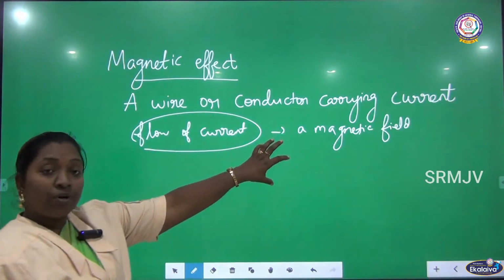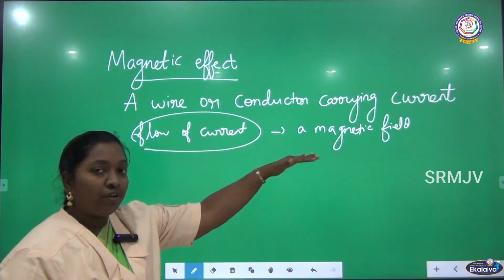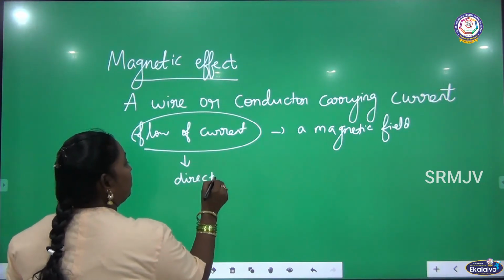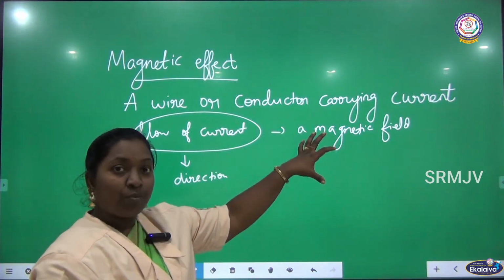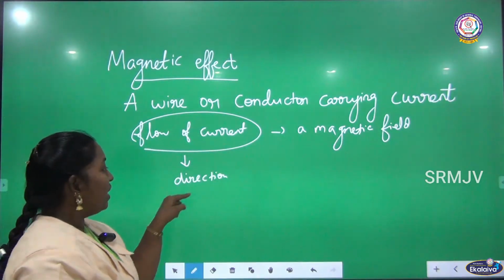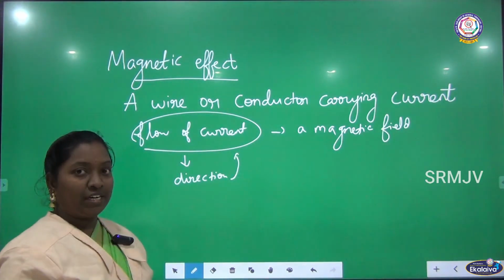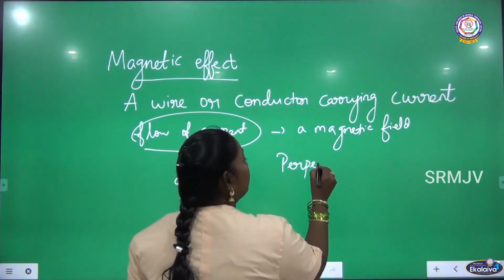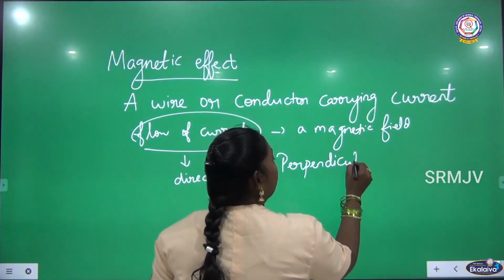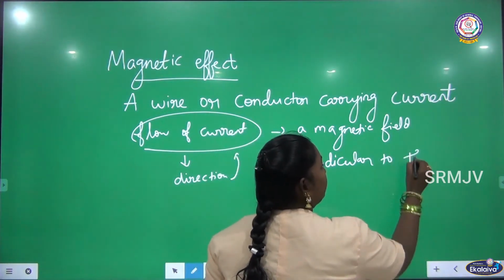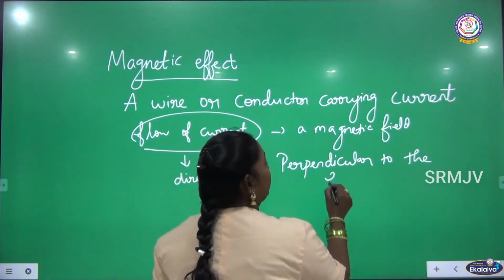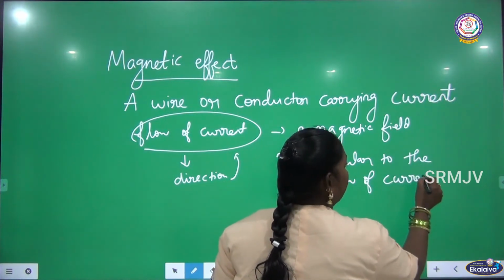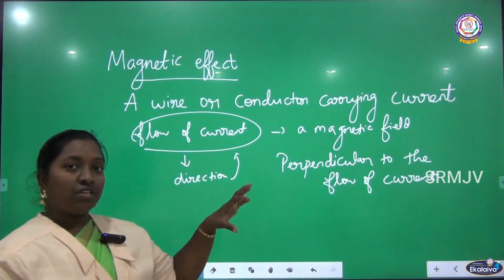How a flow of current produces a magnetic field depends on the direction of flow of current. A wire or current carrying conductor produces a magnetic field depending on the direction of flow of current. In which direction? Perpendicular to the flow of current. This is the magnetic effect.